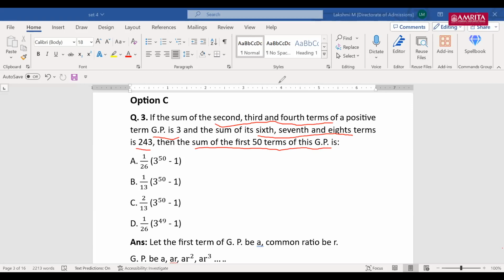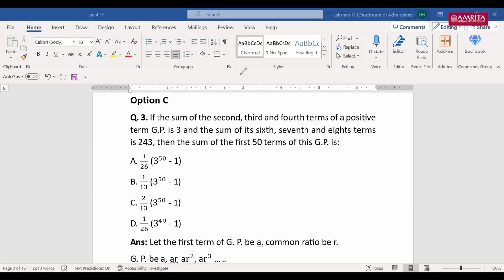The sum of second, third and fourth terms of a positive term GP is 3. The sum of sixth, seventh and eighth terms is 243. Find the sum of the first 50 terms of this GP. You just need to know the equations, the relation, then it's easy for you to solve.